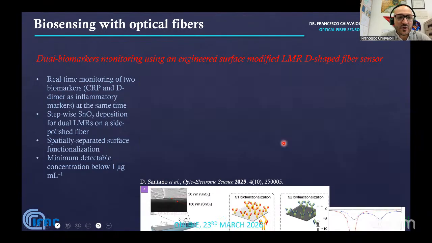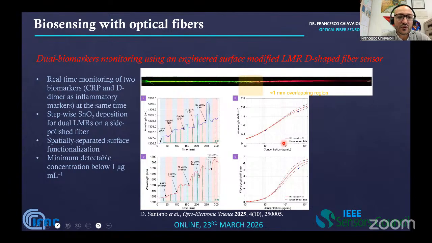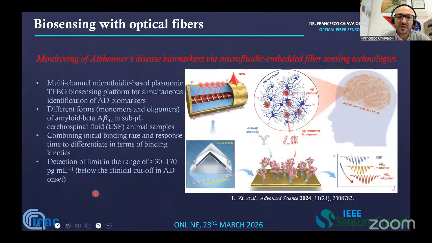In this case, we apply this device for the detection of two inflammatory biomarkers, which are CRP and D-dimer, and we can see that the fluorescence signal from one target is completely distinguished from the other. Here we create all the sensorgrams and the calibration curve, from which we can say that we are for sure able to detect concentrations below microgram per milliliter.